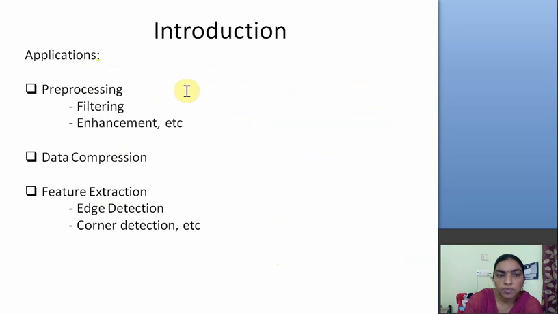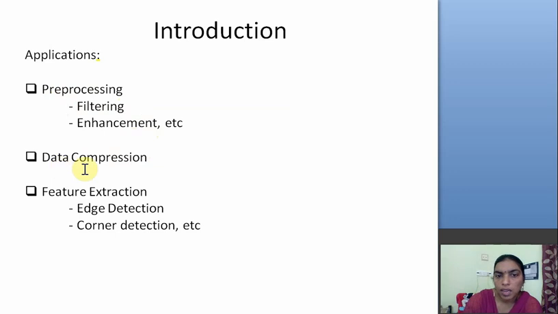Coming to the applications, different applications are there. Here mainly we have discussed compression and analysis also. Image transforms are mainly used in pre-processing, like filtering, enhancement, etc. That's why we will study image enhancement in the frequency domain also in the third unit.